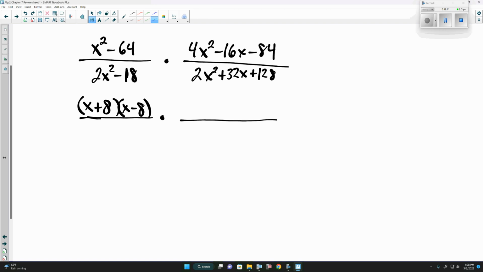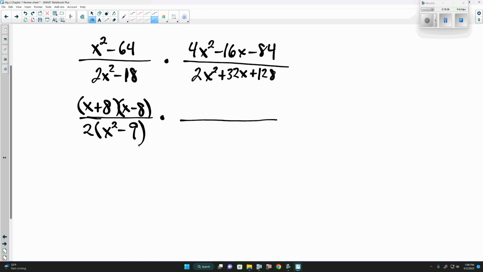2x squared minus 18. Is this a difference of perfect squares? They have a greatest common factor of 2, so we'll start off by factoring it out. If I take 2 out of 2x squared minus 18, we're left with x squared minus 9. So x squared minus 9 is a difference of perfect squares, but we'll factor it here in a second.